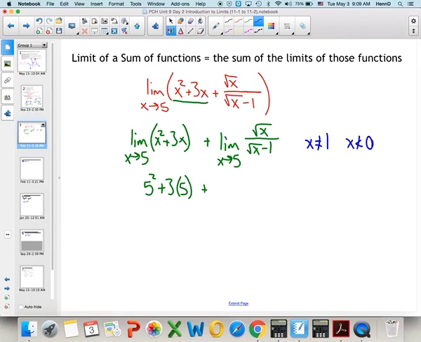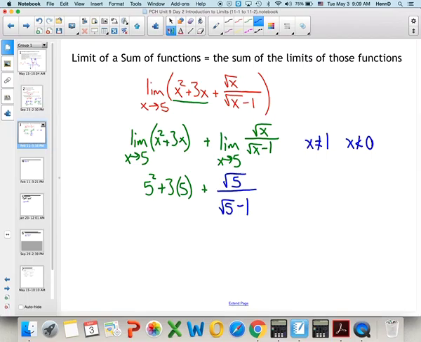Well, if we're approaching 5, what do we know about this function then? It's continuous at 5. It's going to be continuous around 5. We've got an asymptote here at 1, and it's not even defined to the left of 0, but around the value we're approaching, it's okay. So we can do this one by direct substitution: square root of 5 over square root of 5 minus 1.